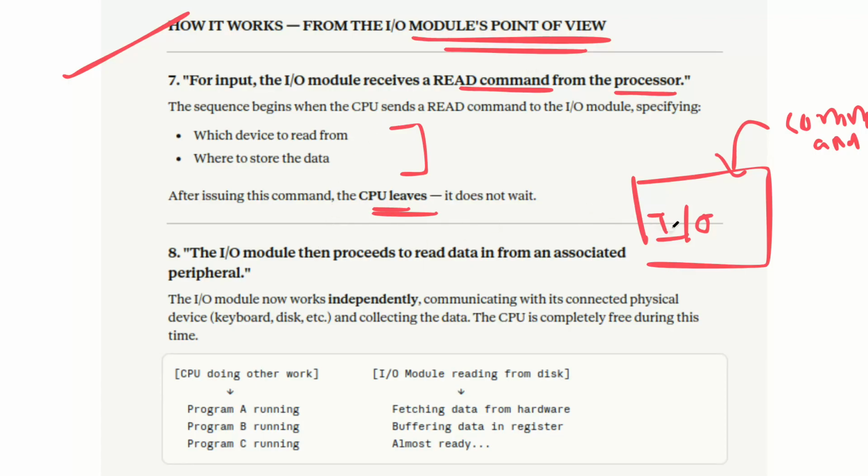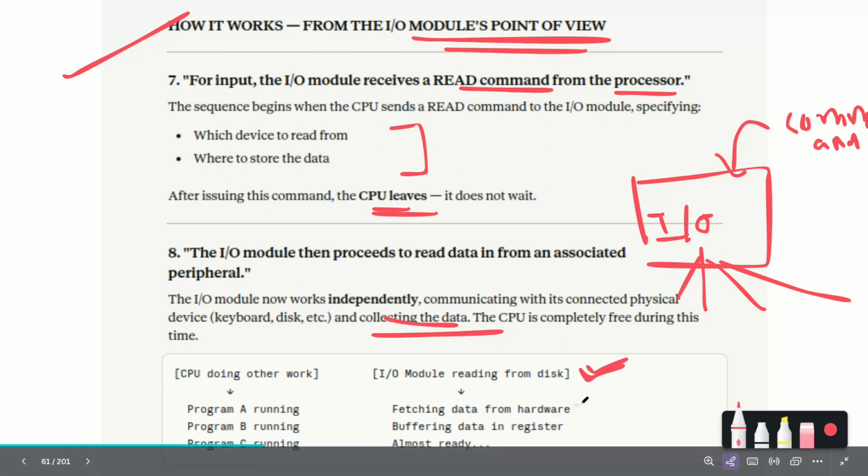Now the IO module proceeds to read the data from an associated peripheral. The IO module is now working independently. It is connected with some peripheral device, and it will communicate with this physical device and collect the data. Meanwhile, the CPU is doing some other instruction. The IO module fetches the data from the hardware and buffers that data in its data register.